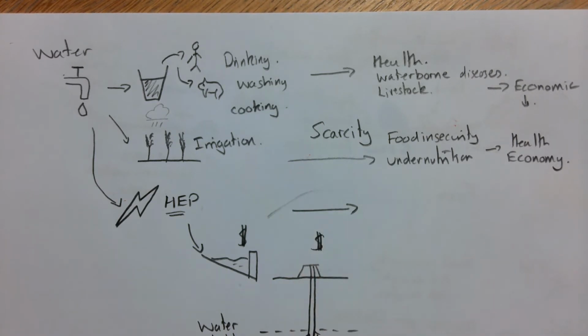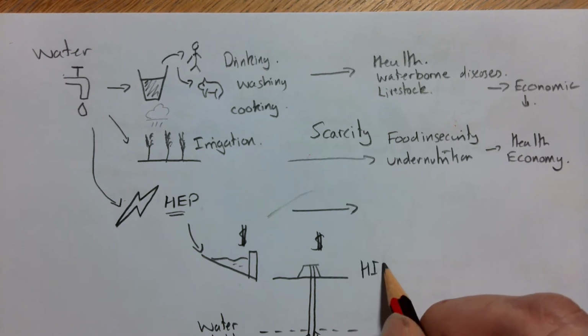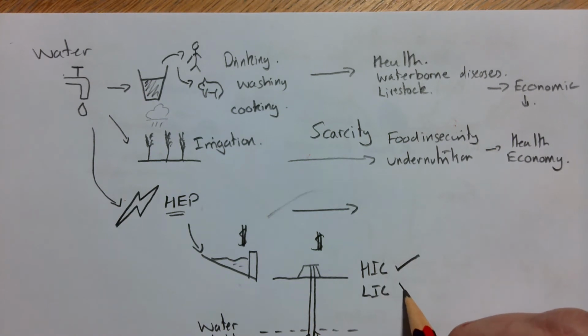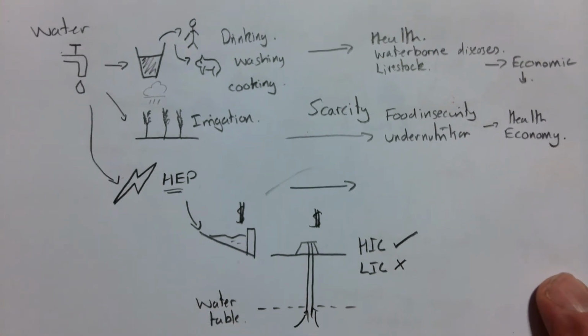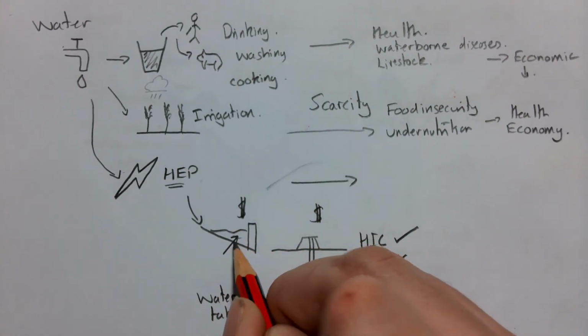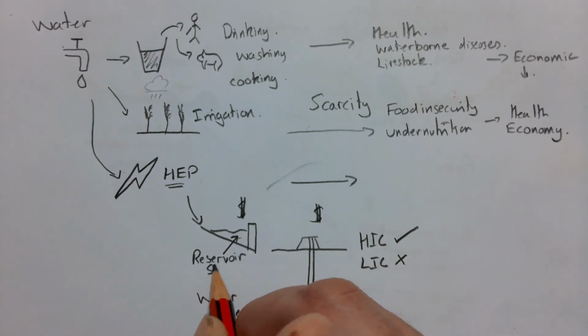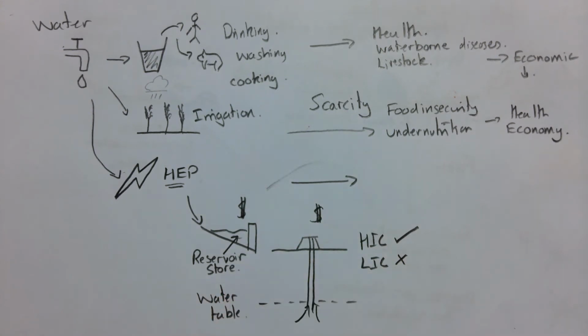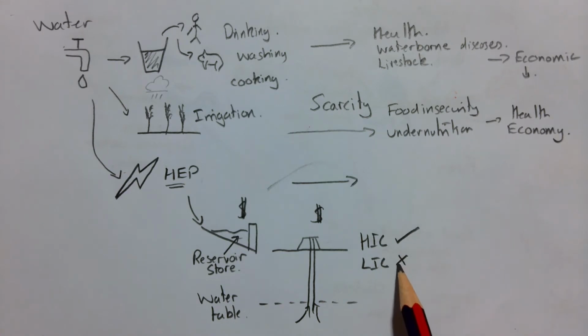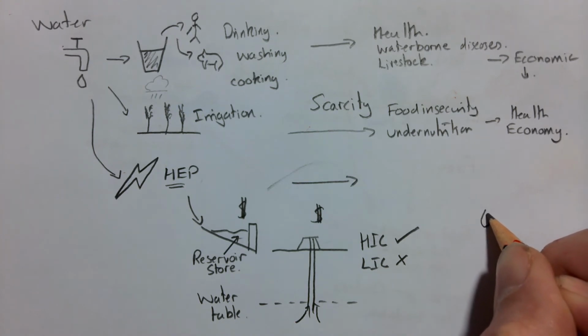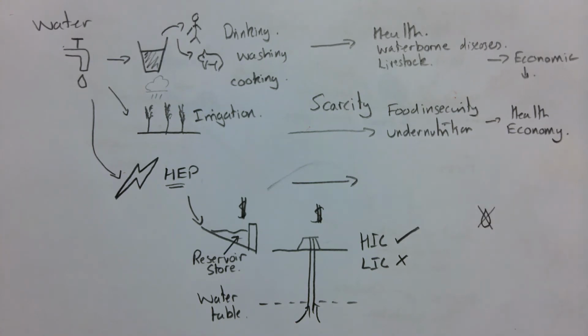So we run into issues of money, which means that high-income countries, no problem, we can do that. Low-income countries often cannot afford to do that, and so can't take advantage of the water that might be available. When we build a dam, we create a reservoir behind it to store the water. The problem with not being able to afford to access the water is that you end up with a reduced water supply, so not enough access to water.